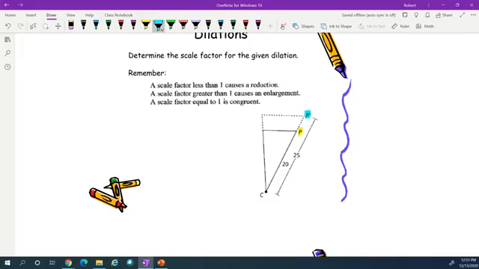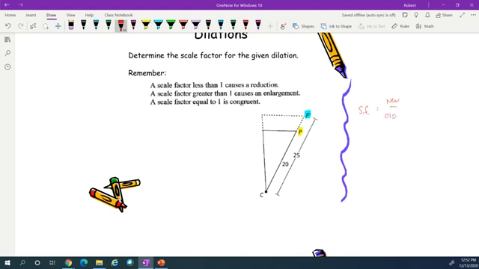An enlargement is a scale factor bigger than 1. A reduction is a scale factor smaller than 1, less than 1, between 1 and 0. So again, 1 is an exact copy, enlargement is a scale factor greater than 1, and a reduction is a scale factor between 0 and 1. So to find scale factor, we can have a simple formula that basically says new over old.